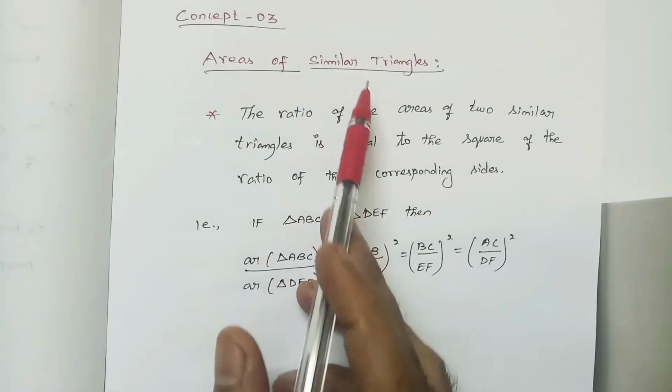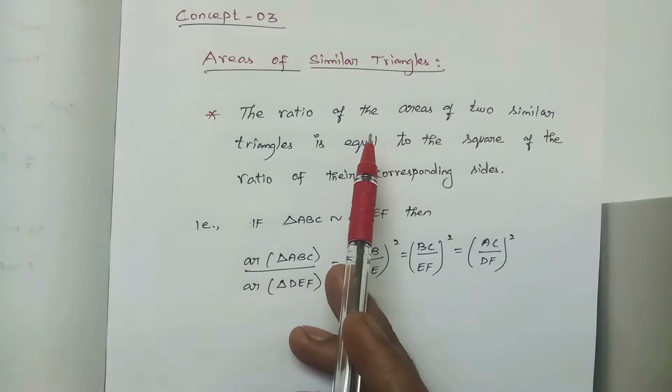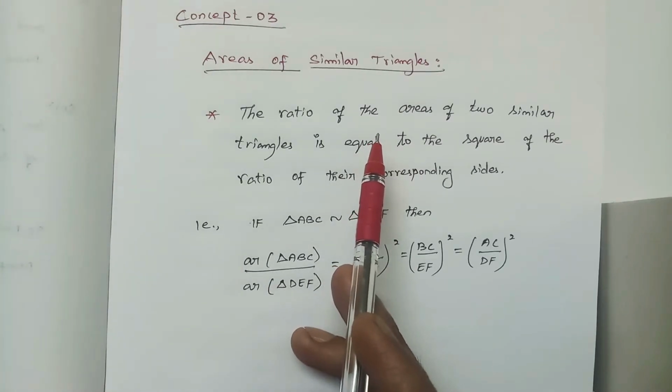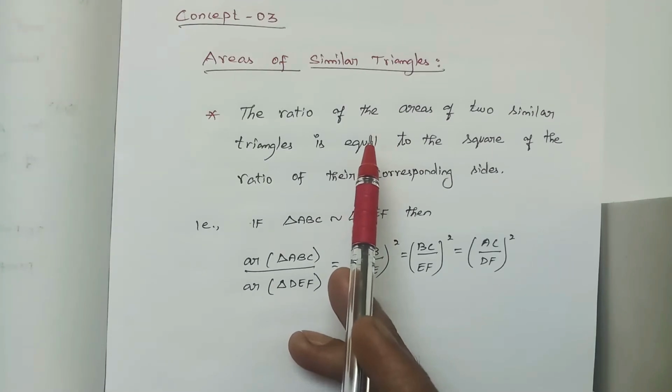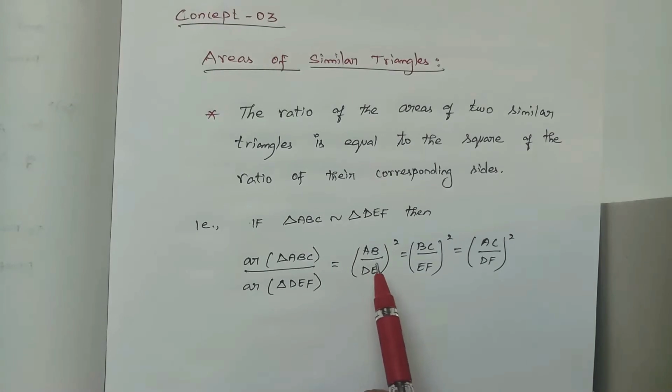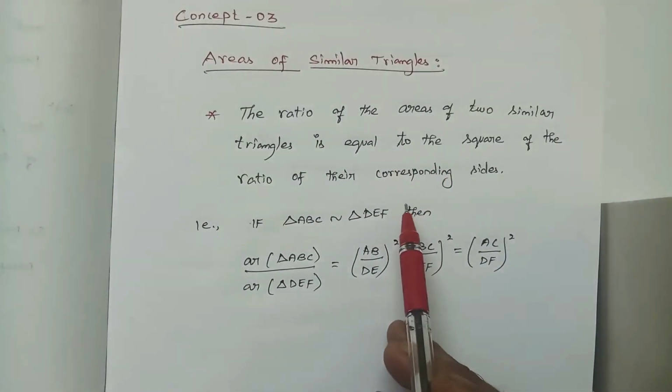In the first concept, if the given has parallel lines, then we use the first concept to find or prove. In the second concept, we want to prove that two triangles are similar, and with the help of those properties we prove it. Here in the third concept, they ask you to find the area of triangles. The keyword is nothing but area. If the word area comes, we use the third concept, this statement, which we are going to prove.